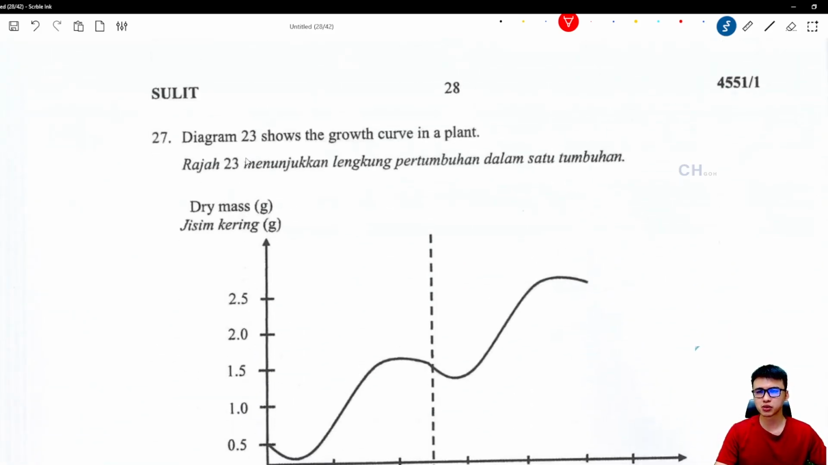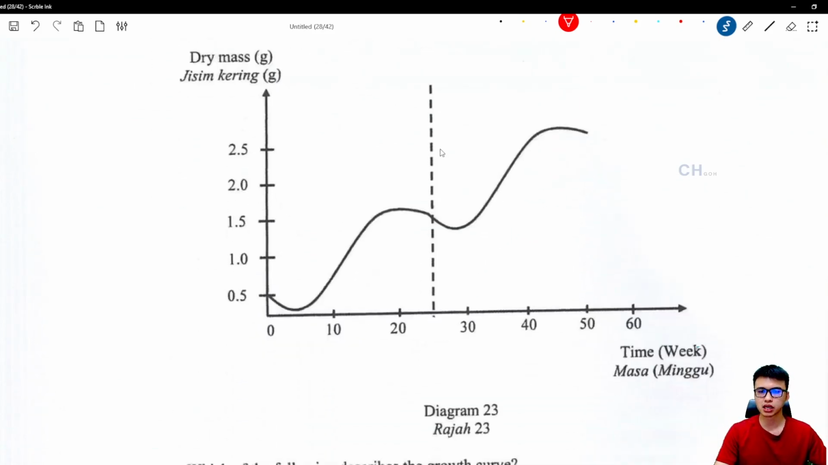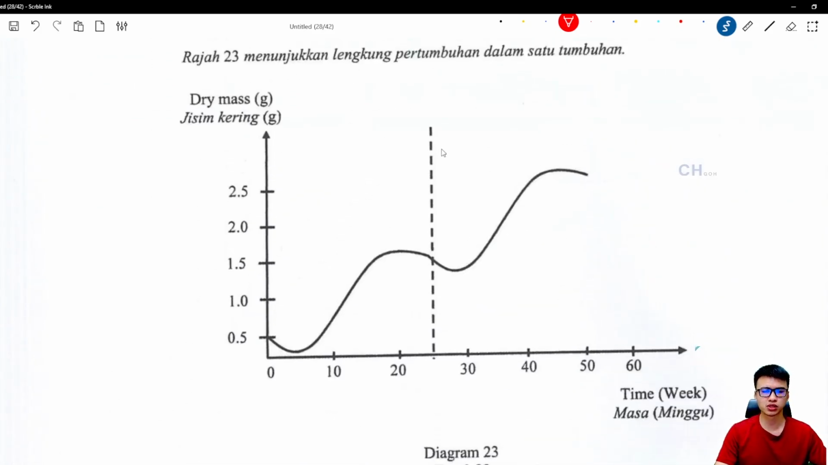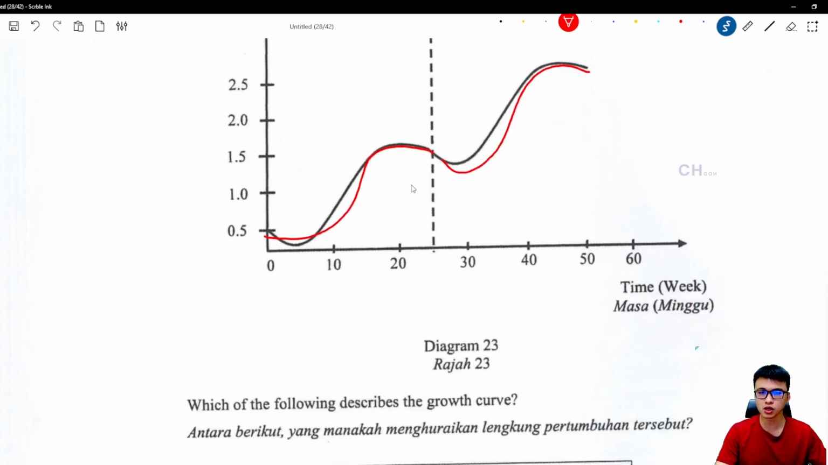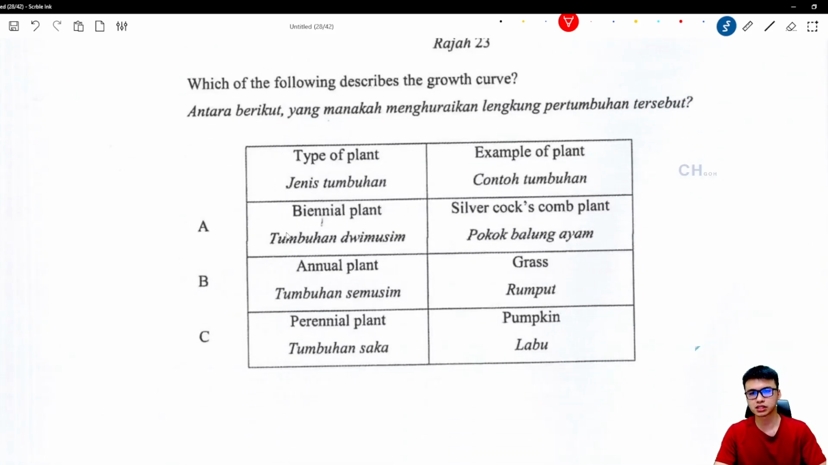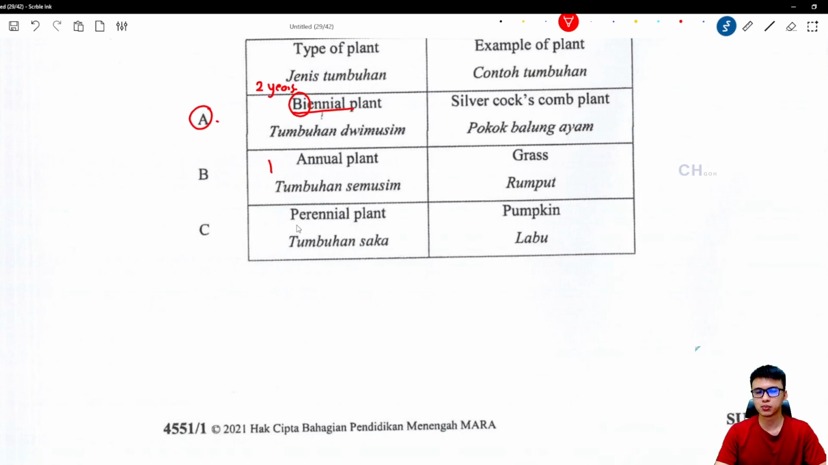Okay, question 27. Diagram 23 shows a growth curve in a plant. Now, when we see these kinds of questions with a growth curve, you need to try to calculate how many sigmoid curves are inside the graph. From the graph, I can see that there are 2 sigmoid curves, 1 and 2. So which means that they are biennial plants. They are able to survive for 2 years, 2 cycles. So the answer here should be A. Annual means 1 year. Okay, perennial means infinity. They definitely live more than 2 years.